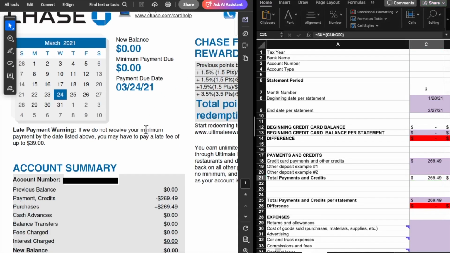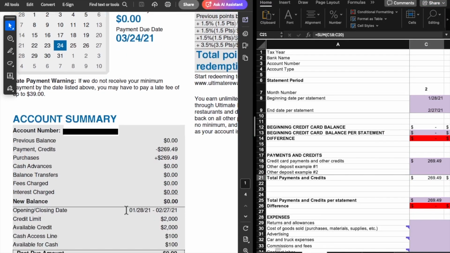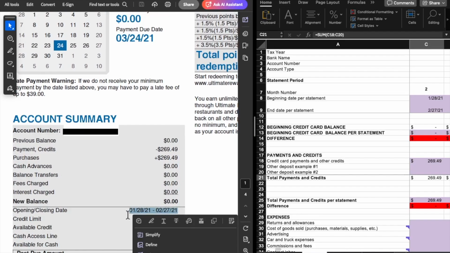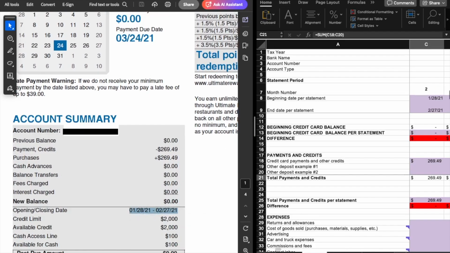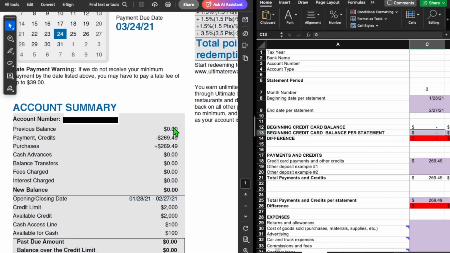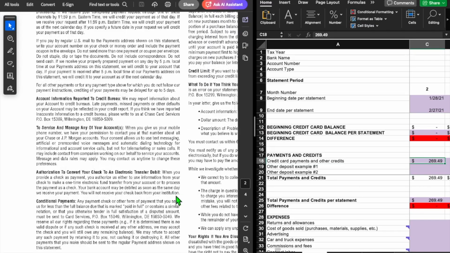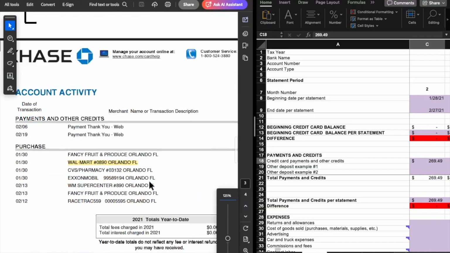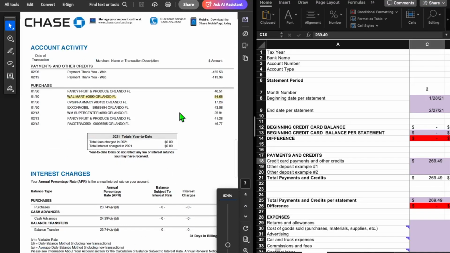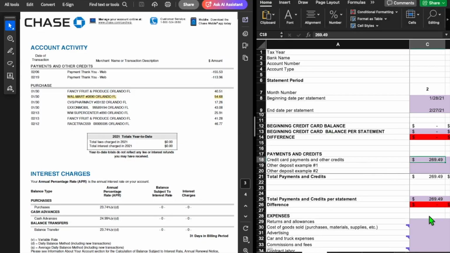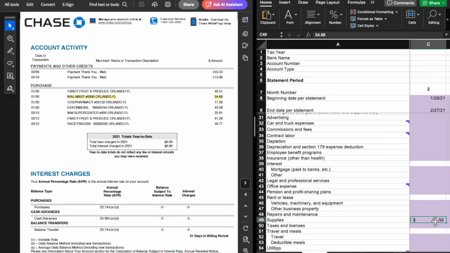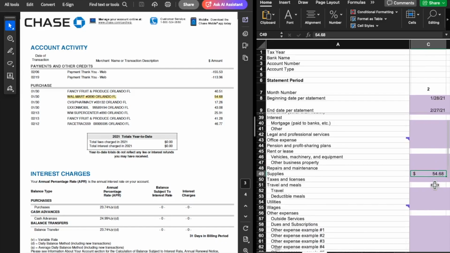So same thing, starting with the statement date, 12/28/21 to 1/27/22. We're putting that over here. Beginning balance was 0. Payments and credits was 269. And then now let's see if we had any business expenses. We do have one. It's from Walmart for $54, and the client told me that this was for supplies. So we're putting that there.